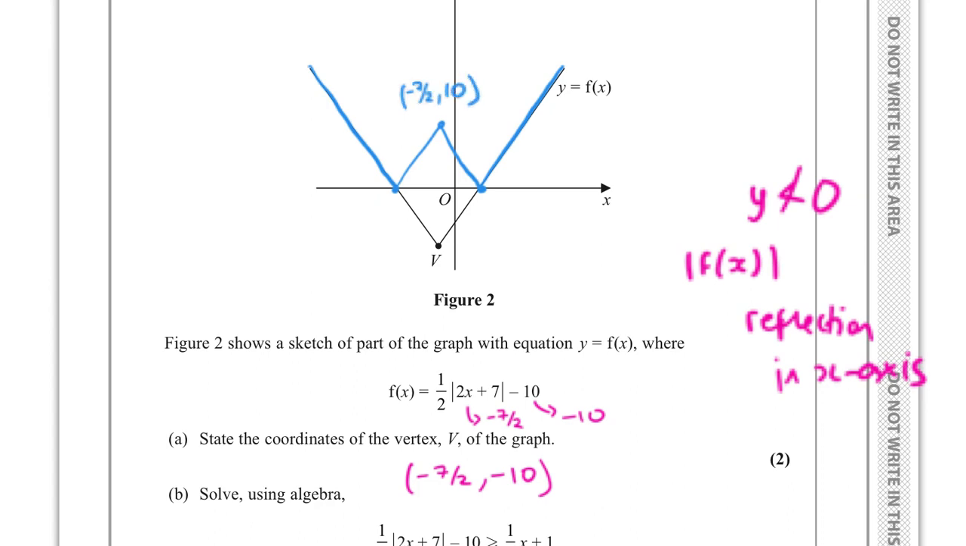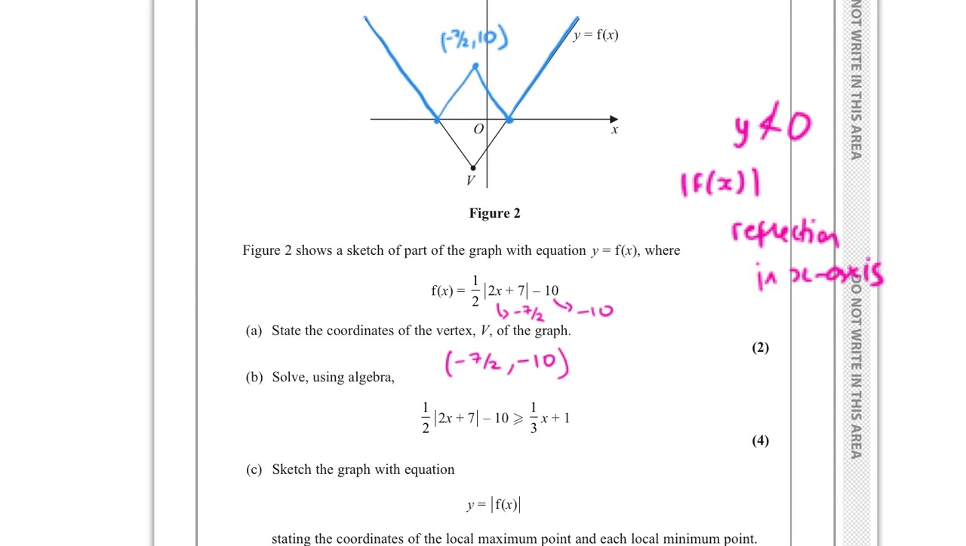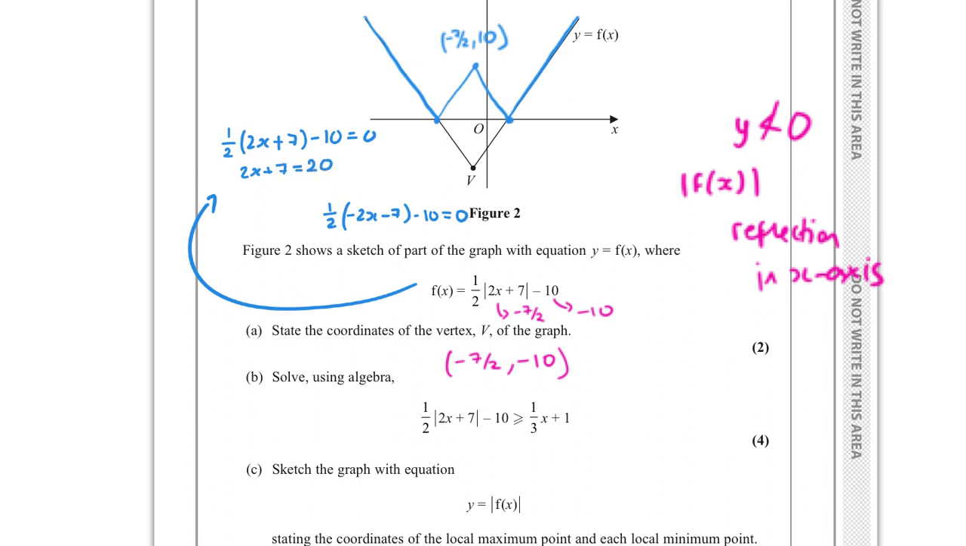Okay, and then where does it cross the x-axis? This is when y equals 0. So again, what we're going to do is solve this for y equals 0. We're going to do it twice. So we're going to have a half of 2x plus 7, minus 10 equals 0. And then we're also going to have a half of the negative inside the bracket, minus 10 equals 0. So we're going to have 2x plus 7 equals positive 20. So 2x equals 13, x equals 13 over 2, which is positive. So we know that's going to be over here, (13 over 2, 0).